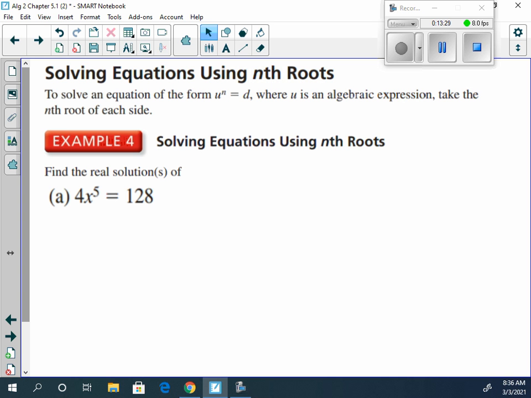And that brings us to the last topic that we're going to look at today. 4x to the 5th equals 128. Find the real solutions of this here. To solve an equation of the form u to the n equals d, where u is an algebraic expression, take the nth root of each side.